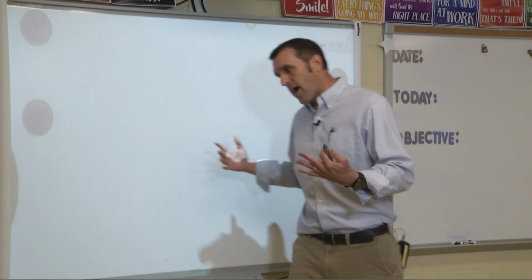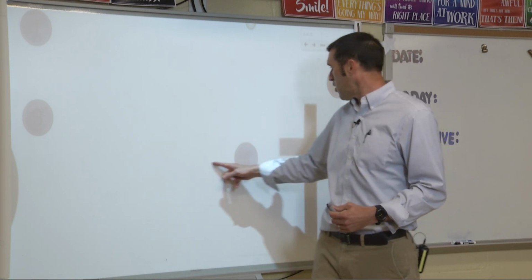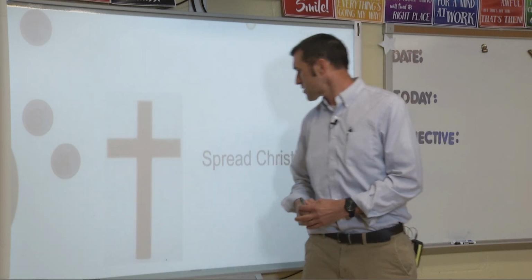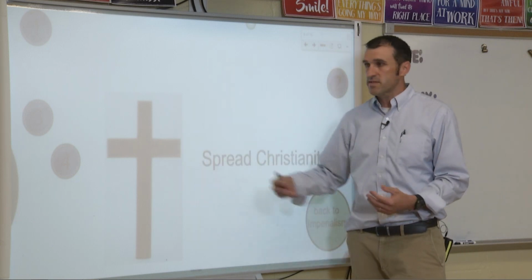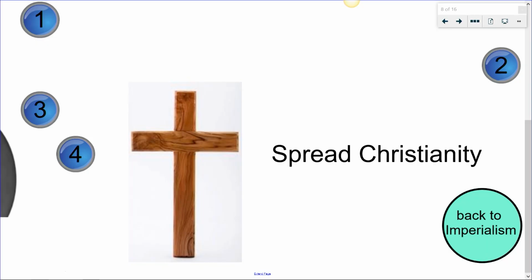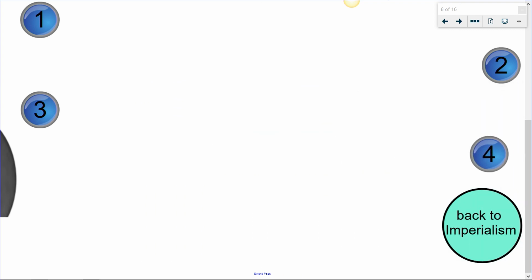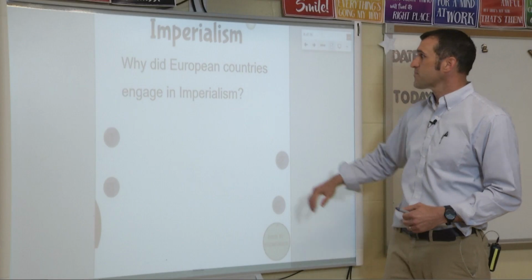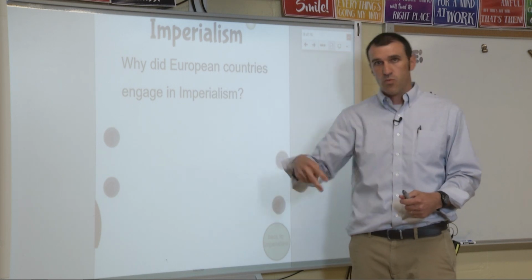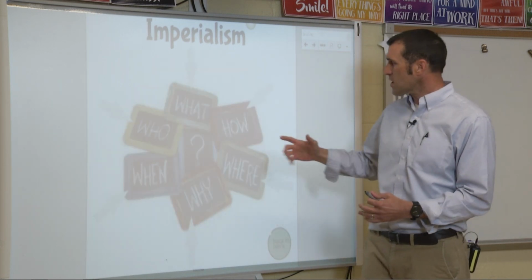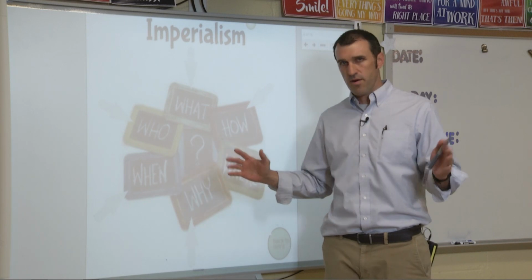The fourth and final reason why, maybe one that comes across as more noble, is there were people that wanted to come in and spread Christianity, spread some of these European religions, ways of thinking to people groups that had not heard of Christianity before. But these were four of the main reasons why imperialism took place. So we know what it is, we know why it is. Let's go back and look at where.